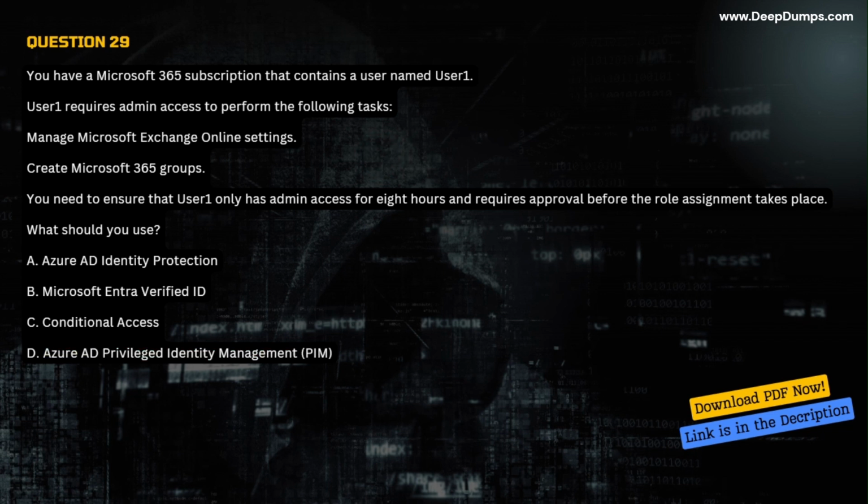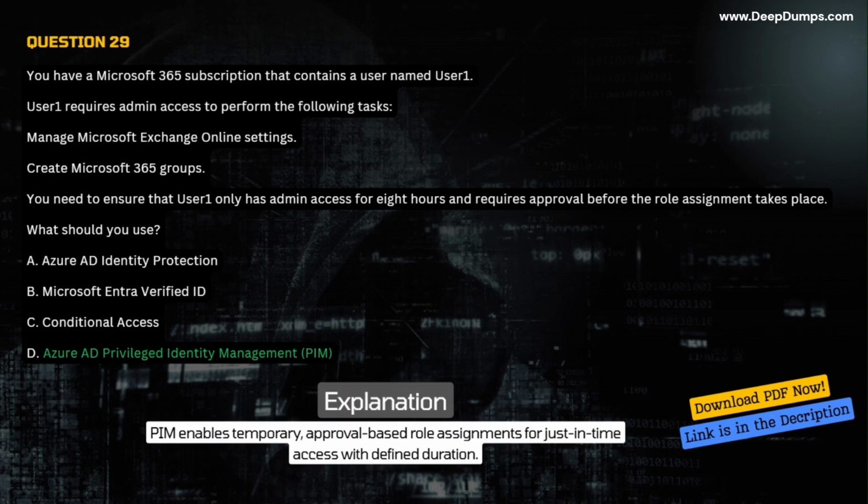What should you use? A. Azure AD Identity Protection. B. Microsoft Entra Verified ID. C. Conditional access. D. Azure AD Privileged Identity Management (PIM). Correct answer D. Azure AD Privileged Identity Management (PIM). Explanation. PIM enables temporary, approval-based role assignments for just-in-time access with defined duration.